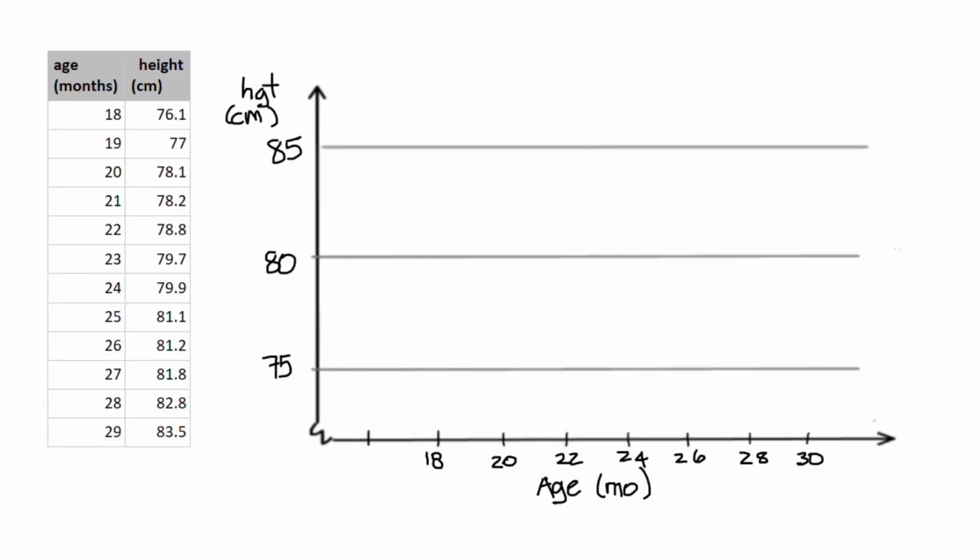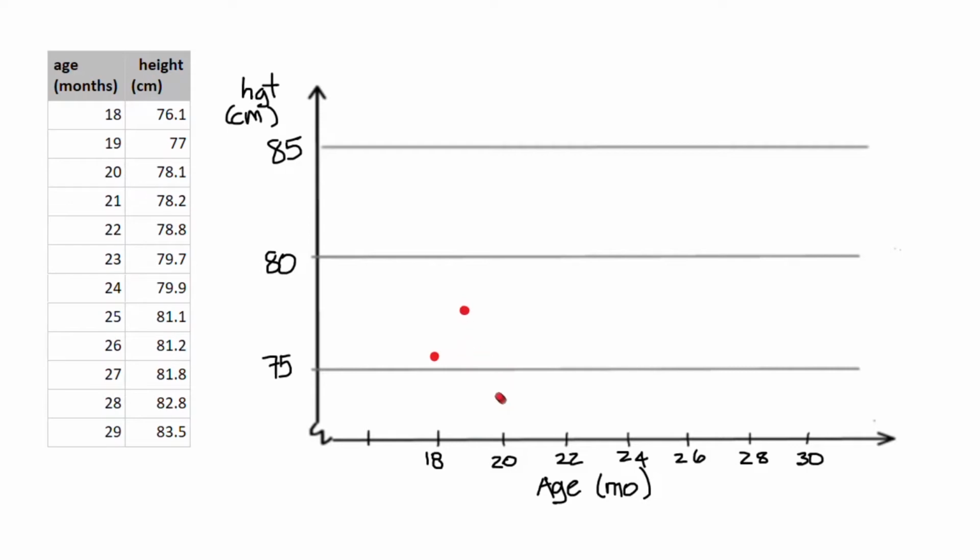So we have here a set of data that compares the age in months with height. I've chosen to put age in months on the horizontal axis, and height in centimeters on the vertical axis. The first data point, when the child is 18 months, or rather the average of all the children at 18 months, was about 76.1, so I'm going to make an estimate of where that is. At 19 months, that's about here, that's about 77, and I want to continue to do this and plot.